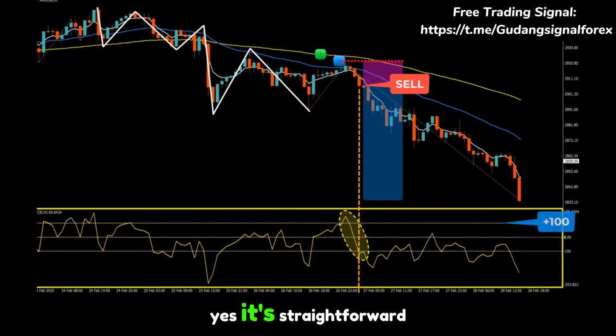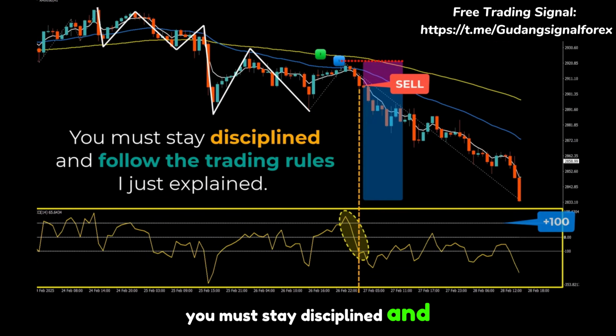Simple, right? Yes, it's straightforward, but here's the catch. You must stay disciplined and follow the trading rules I just explained. Now here's something critical. These high-probability entry signals don't appear often. And that's exactly why this strategy is so powerful. It filters out weak setups, focusing only on trades with huge profit potential.